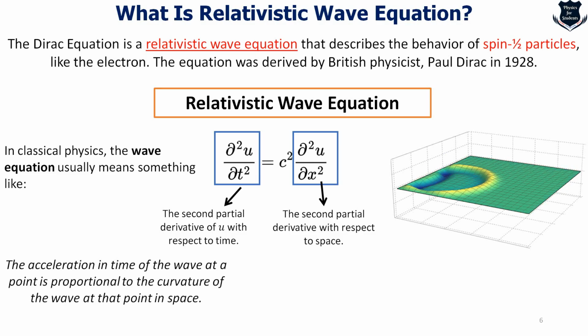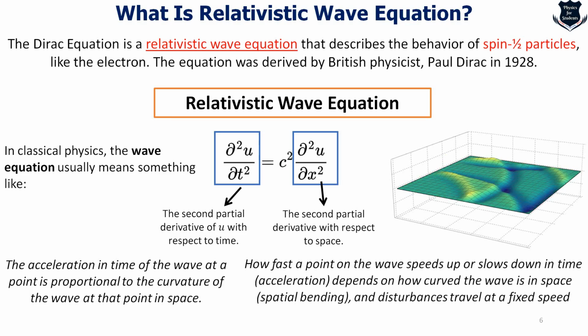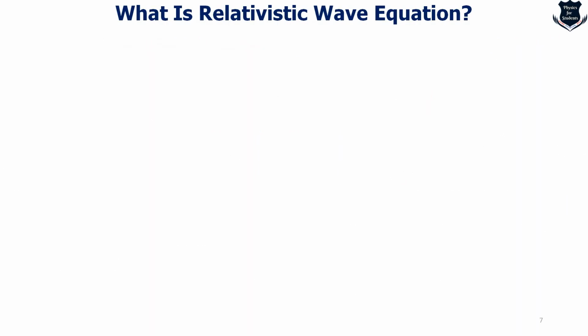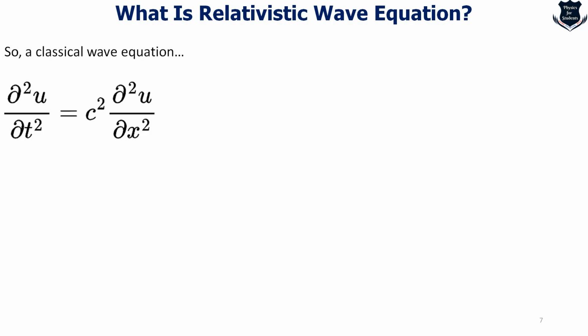and c, as you all understand, is the speed of light. What it tells us is that in the classical wave equation, the acceleration in time of the wave at a point is proportional to the curvature of the wave at that point in space. That means overall we can say how fast a point on the wave speeds up or slows down in time depends on how curved the wave is in space, and this partial differential equation talks about that. So what we can see from here is that a classical wave equation treats time and space differently.